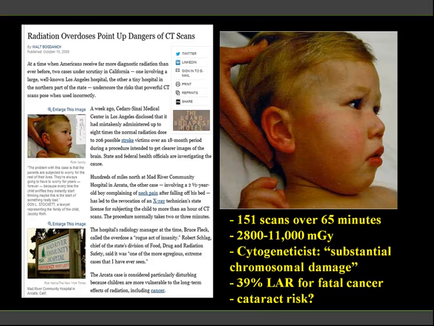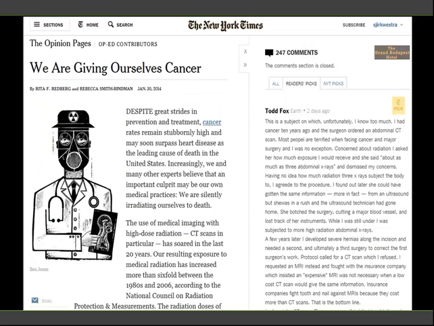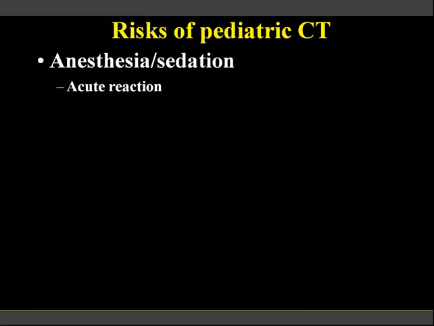That raised some concerns with the public, and even lawsuits have resulted from this. Pediatric patients, of course, are more sensitive to the effects of radiation than adults are. That's why even in the New York Times, there were articles that claimed that we are giving ourselves cancer with all the use of CT. It's a controversial opinion article written by a cardiologist and a radiologist in the New York Times, and responses to that have emerged from the radiology profession.